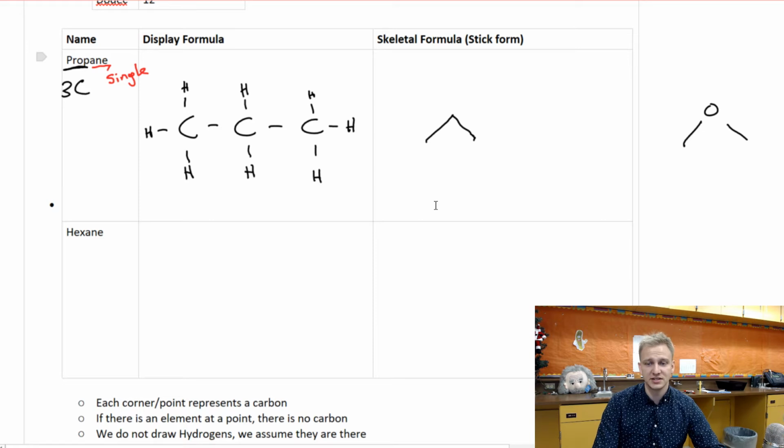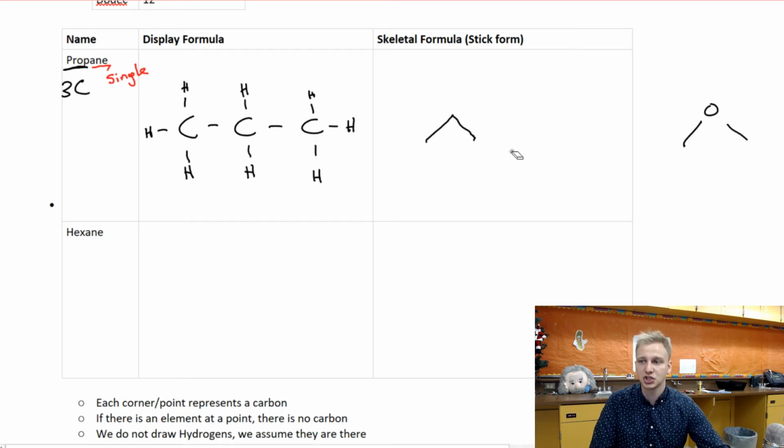The other beauty of these is that we don't need to draw all of the hydrogens. We can just assume that they're there. So this carbon here only has 1 bond coming off of it, so we would assume that there are 3 other hydrogens nearby.